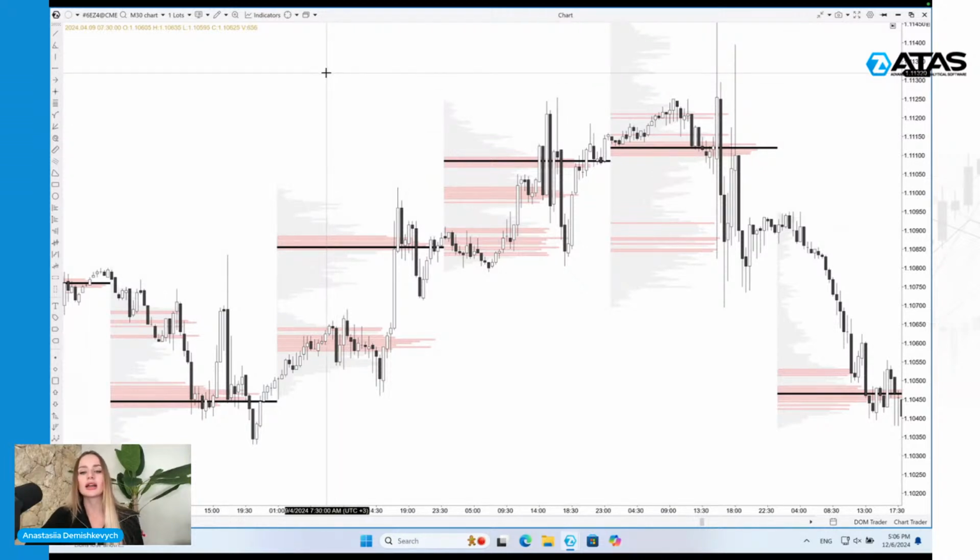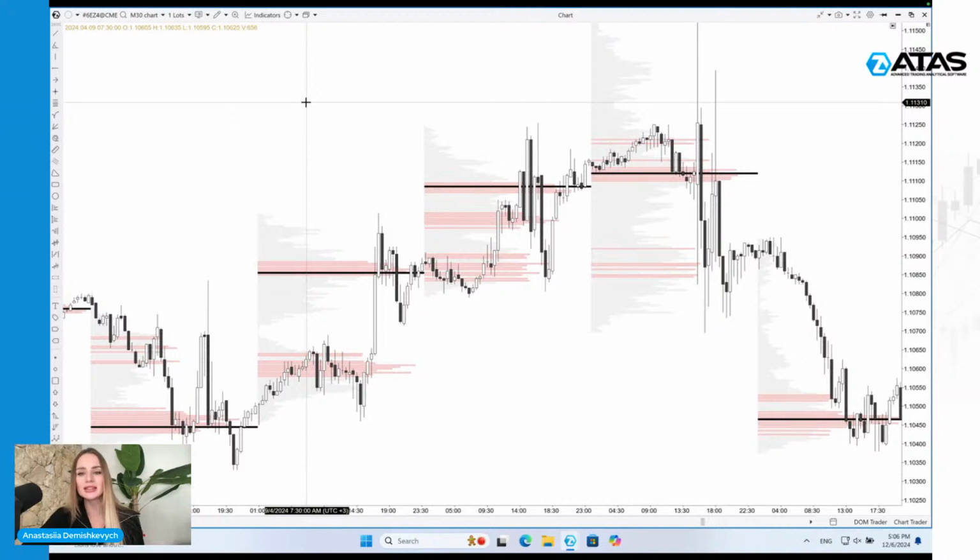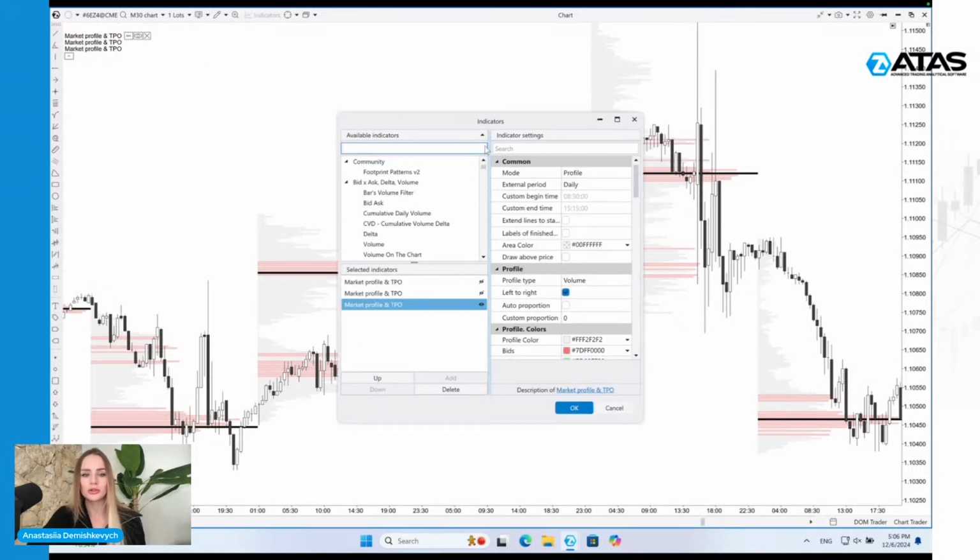The indicator that you can see on my chart for today's specific webinar is called the market profile and TPO. Normally, I have 3 of those on my chart for 3 different time frames, time periods. One is always for the daily, and this is the one that you can see on my chart now. And another 2 are for the weekly and the monthly time frames.